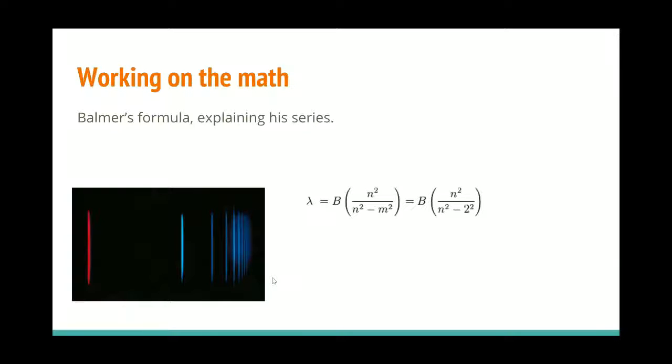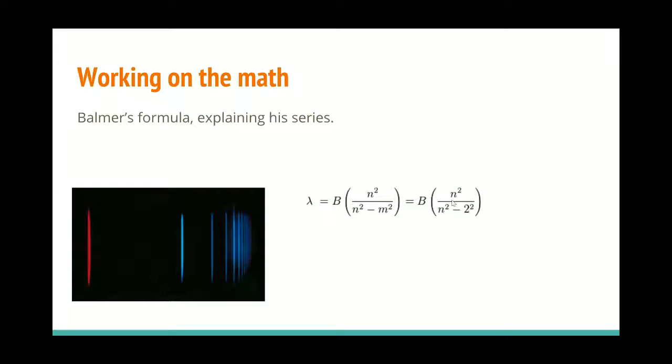This is the Balmer series, the visible light series, from red way over here to light blue, and then progressively harder to see shades of blue. And this is Balmer's formula explaining the series for his particular set of lines. So the wavelength of light is equal to B, just a constant, and then you have these numbers. n is an integer, and in this case it has to be greater than 2. So 3, 4, 5, 6, and so on.